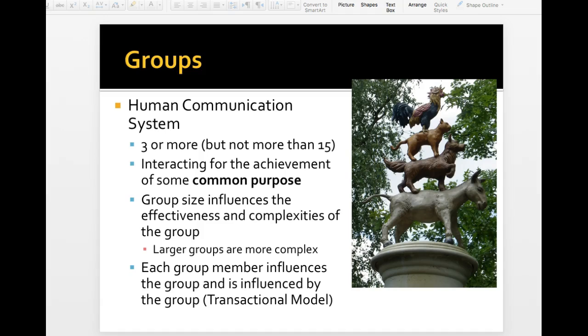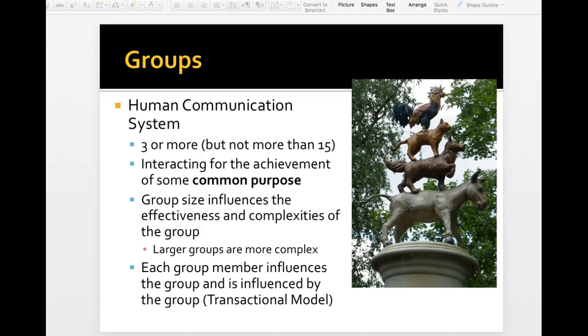You've probably all been a part of that as you've arranged dance groups or group dates or things like that, as you're trying to arrange details and trying to deal with lots of personalities. The bigger the group, the more complex it is and the harder it is to be effective. So obviously large groups are more complex.